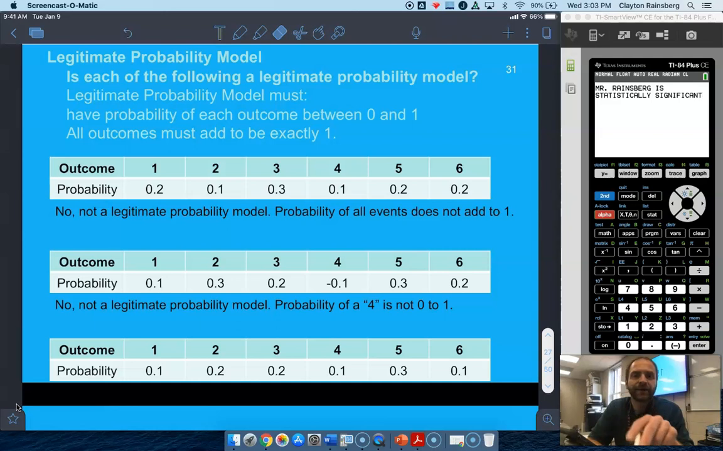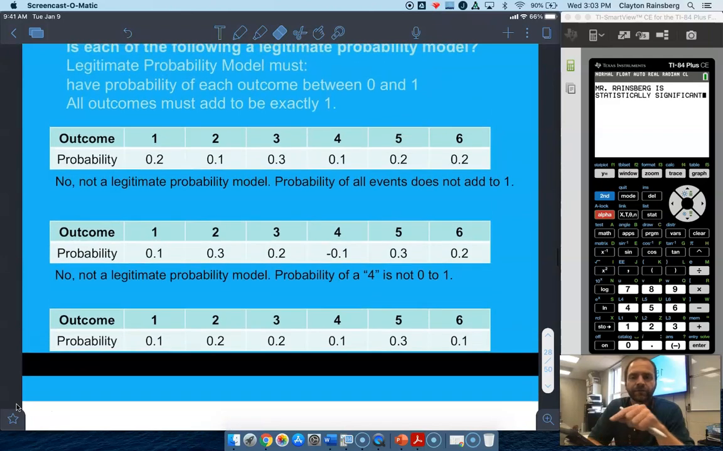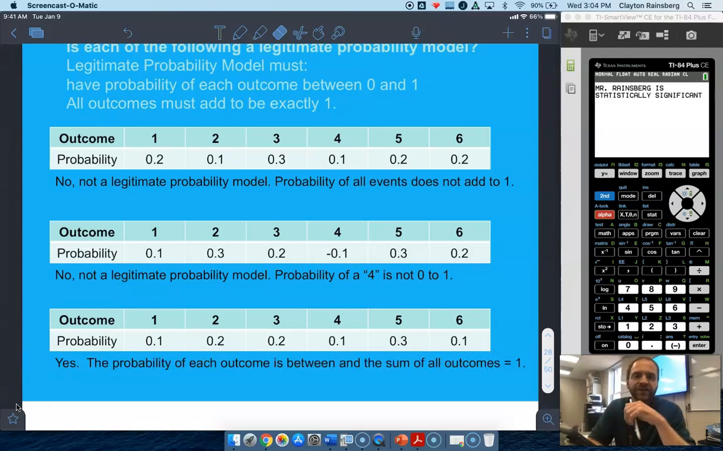It has a negative probability with that number 4 outcome for it. The last one, let's see, in this case, if I add them, I get 5, they do add up to 1, check, and they're all between 0 and 1. I think this last one is a legitimate probability model.